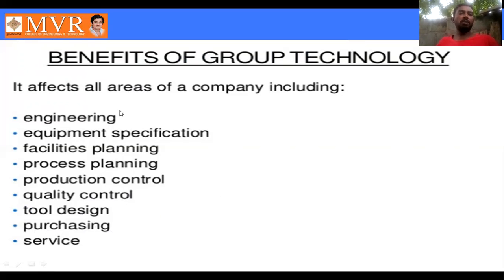These types of fields use group technology. First is engineering, equipment specifications, facilities planning, process planning, production control, quality control, tool design, purchasing, services. So for these purposes we can use group technology. These are the benefits and advantages of group technology.